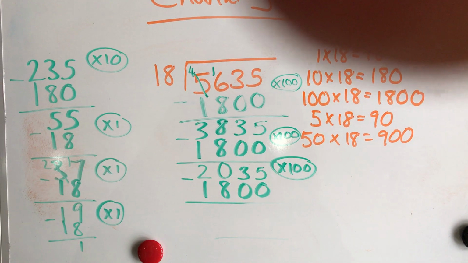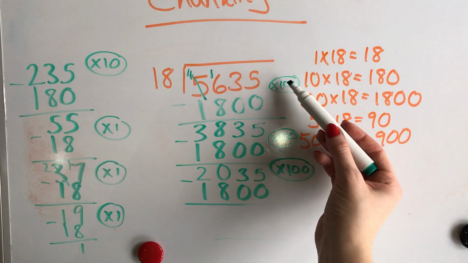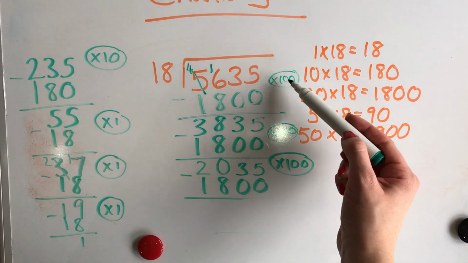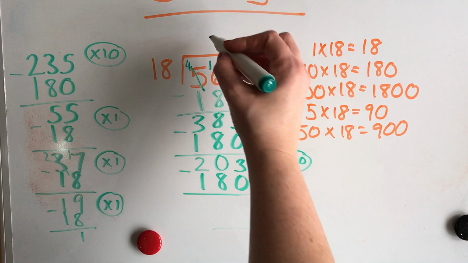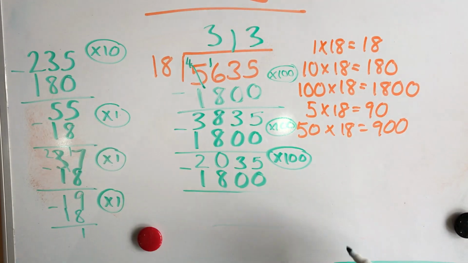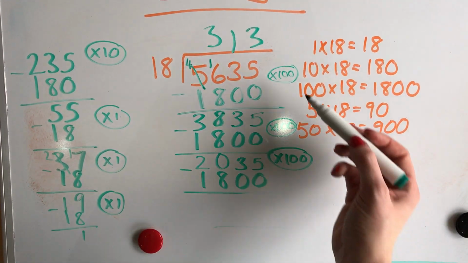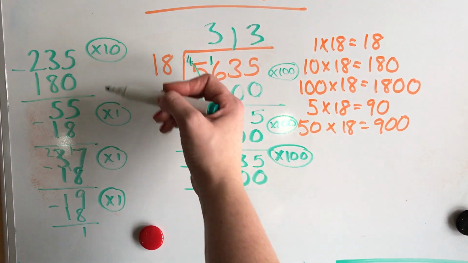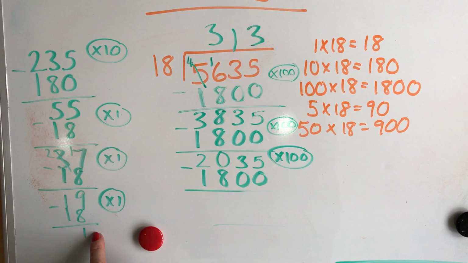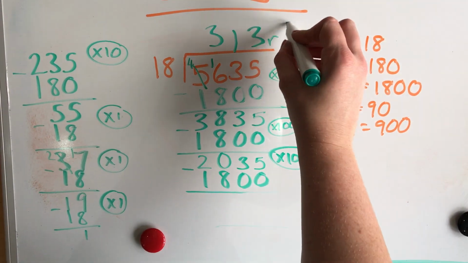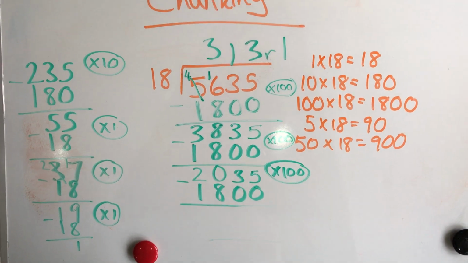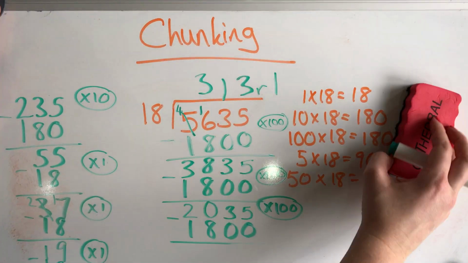Okay, so what I need to do now is just add up how many groups of 18 I've taken out. So I've got 100, 200, 300, and 10, and 3 more. So 313 groups of 18. Now this last one, I can't take any more groups of 18 out. That is my remainder. So 313, remainder 1. Okay, let's have another go at that.